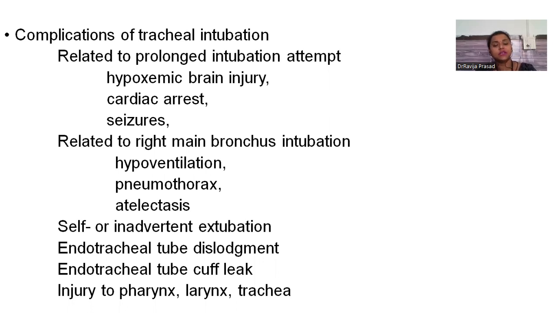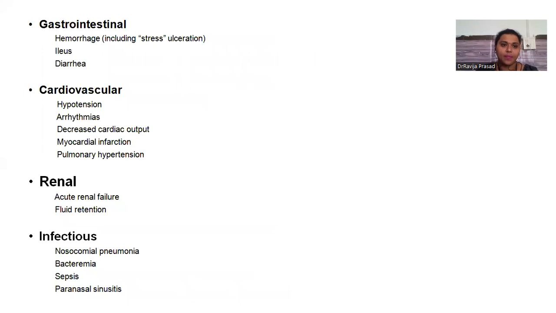If you go in for tracheal intubation in respiratory failure, the complications would be related to prolonged intubation attempt: hypoxemic brain injury, cardiac arrest, fissure. Related to right mainstem bronchus intubation: hypoventilation, pneumothorax, atelectasis. Self or inadvertent extubation, endotracheal tube dislodgement, endotracheal tube cuff leak, injury to pharynx, larynx, and trachea.